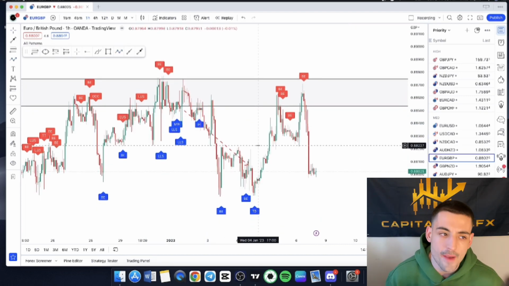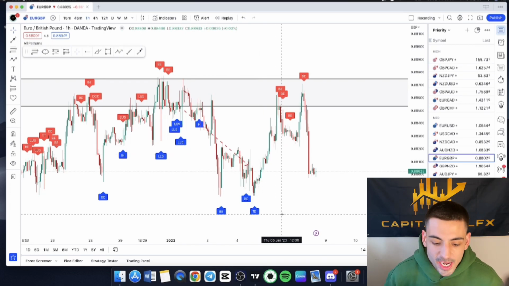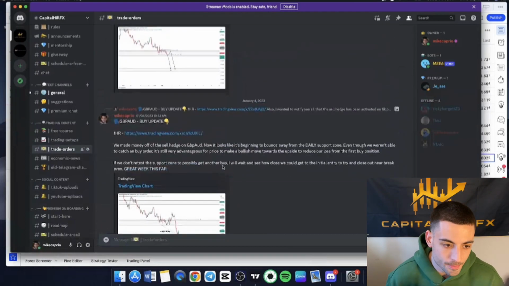And I believe this was 0.5% of gain as well. So we had around 0.5% of gain on GBP AUD. And then we had 0.5% from Euro GBP. Next, we're going to go into the next trade order, which I believe was USD Canadian dollar.